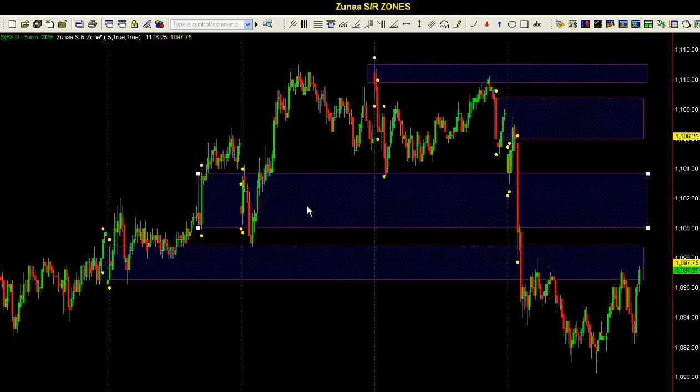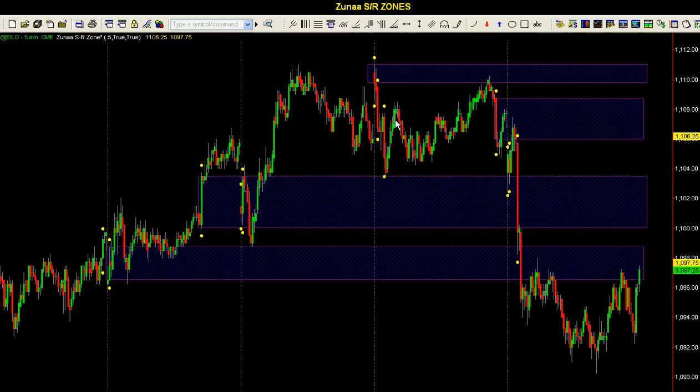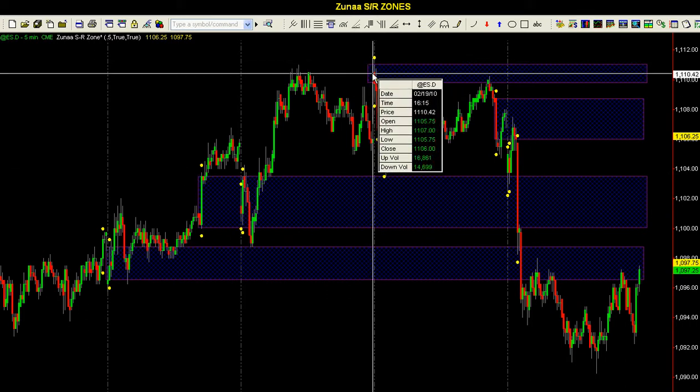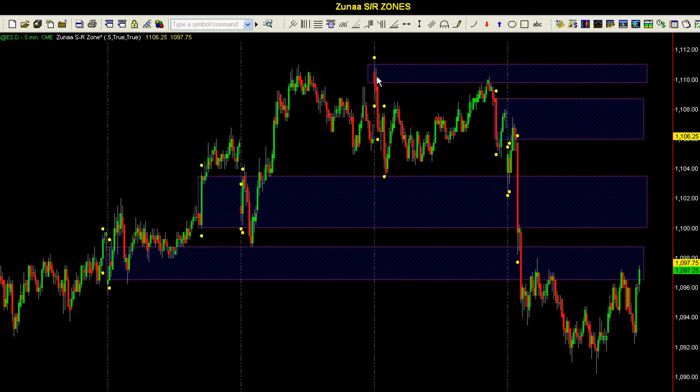Support and resistance zones act the same way as support and resistance levels do, but they are different in that they can form anywhere in price action. They can form at the swing point, they can form within the swing point price action, that is.